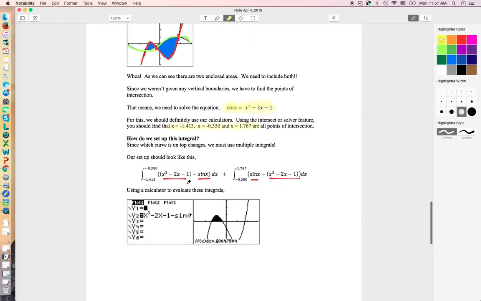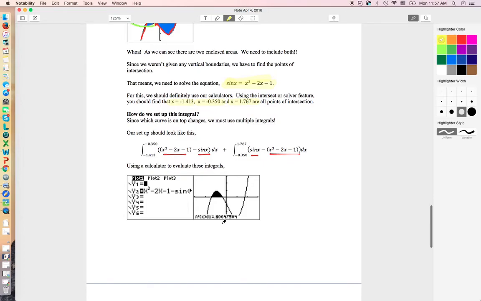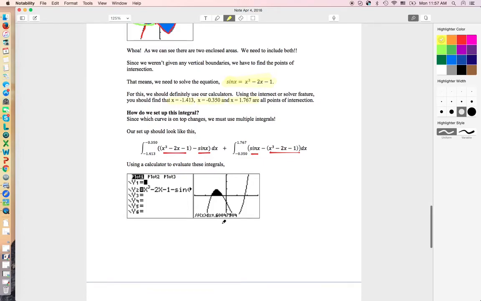So I again did my method of combining the curves in the calculator. So here's the cubic minus the sine curve, and I get a new curve that doesn't resemble what we have, but I just need to know what is the area under this curve from negative 1.413 to negative 0.350, and when I perform that calculation, this is my area for the region on the left.